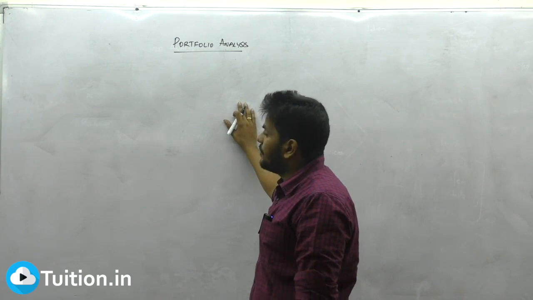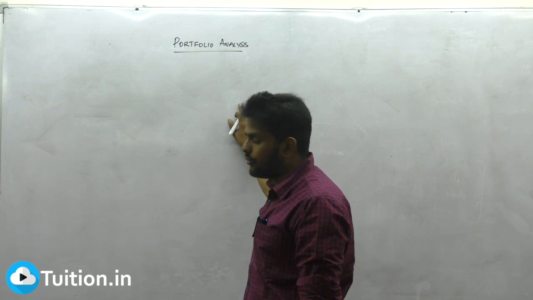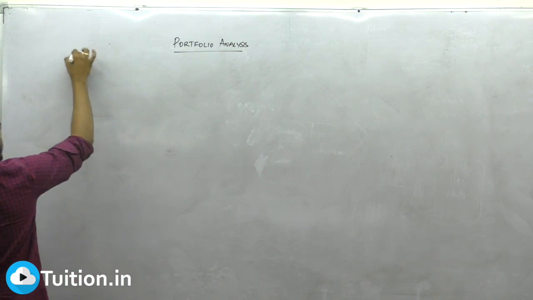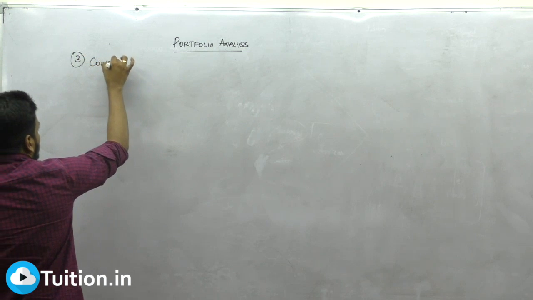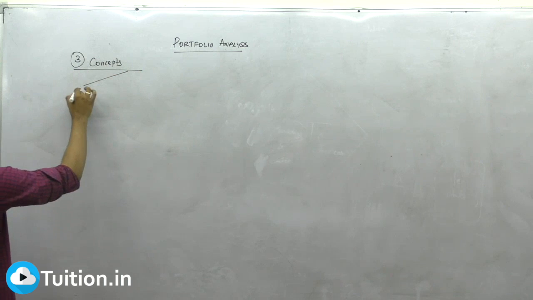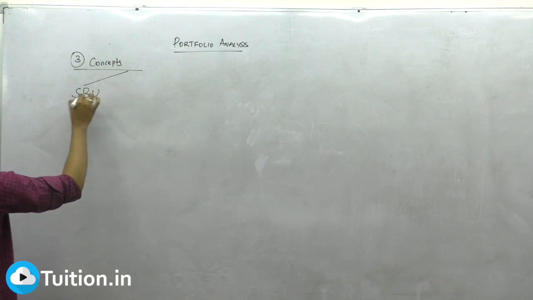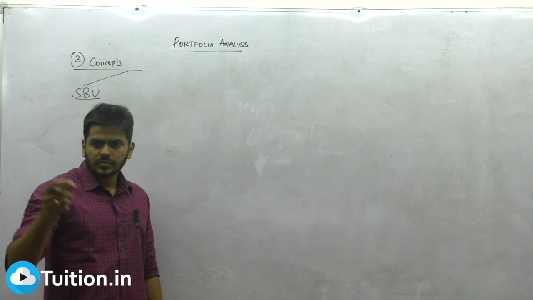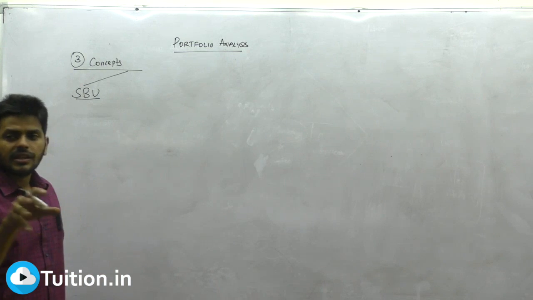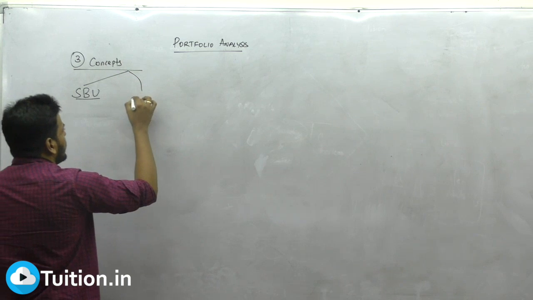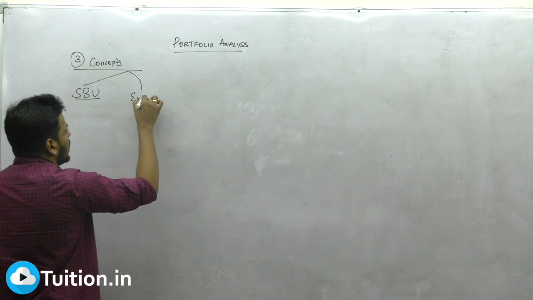So first and foremost, for understanding portfolio analysis, you need to understand 3 concepts. First up, you need to understand what a strategic business unit is. We have a small idea about strategic business units, picked up in the first chapter, right? The key businesses are termed strategic business units. Then apart from that, we need to understand something called the experience curve.